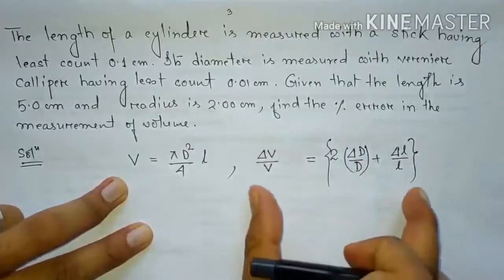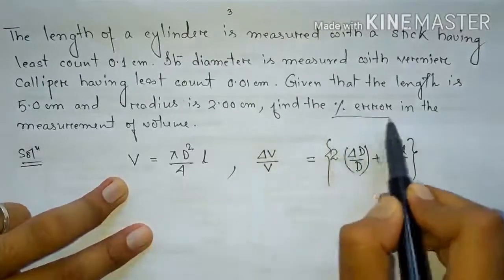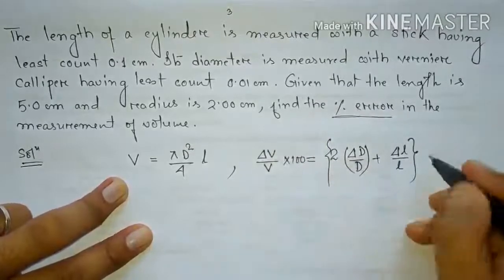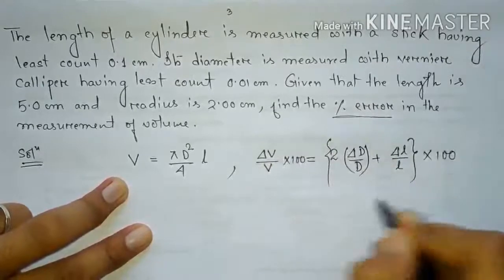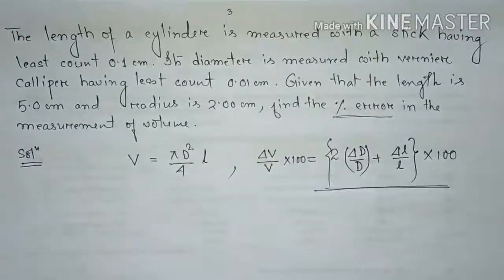This is the expression of fractional error. But we need to find out the expression of percentage error. That means delta V by V into 100. That means this is what we have to find out. Now let us focus on the things that are given to us.